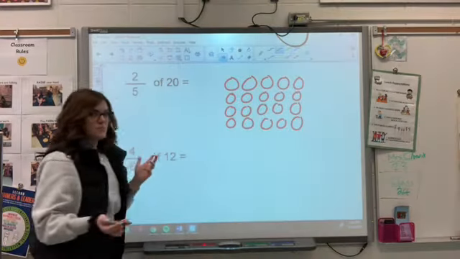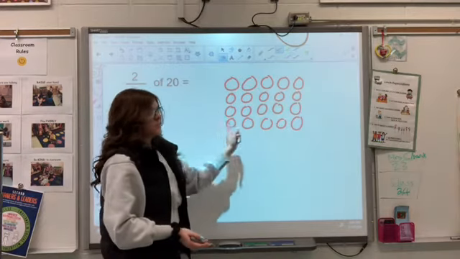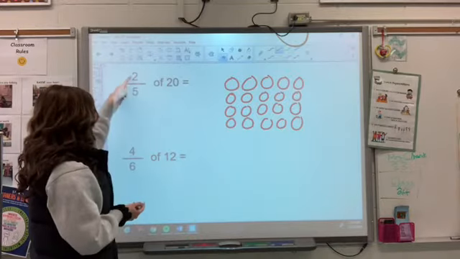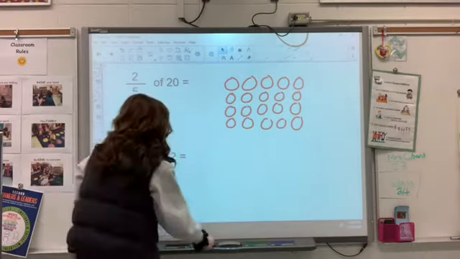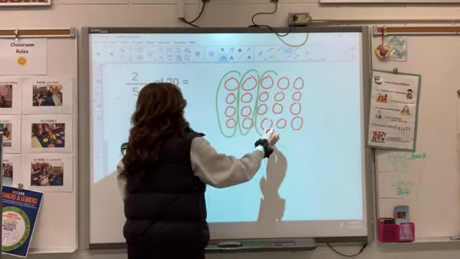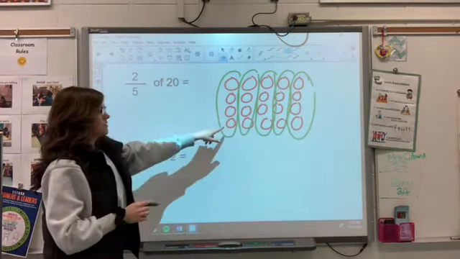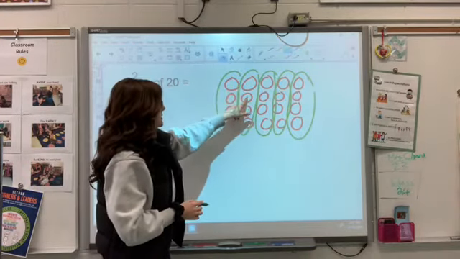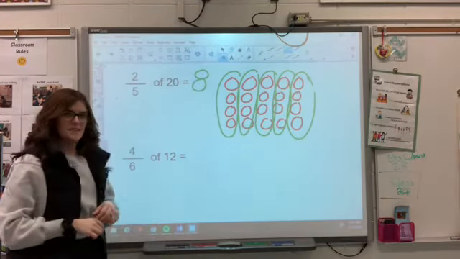So this right here, you just made an array. You made a 4 by 5 array, which is 4 times 5, which is 20. Okay, this is all connected. I want to know now how many circles are in 2/5 of the 20. So I already have my 5 groups. 1, 2, 3, 4, 5. I want to know how many circles are in 2 of those 5 groups. 1, 2, 3, 4, 5, 6, 7, 8. Answer is 8. 2/5 of 20 is 8.